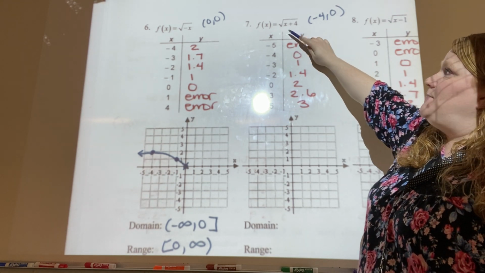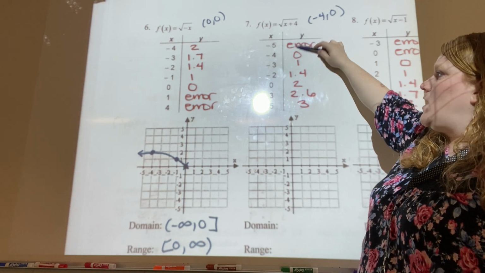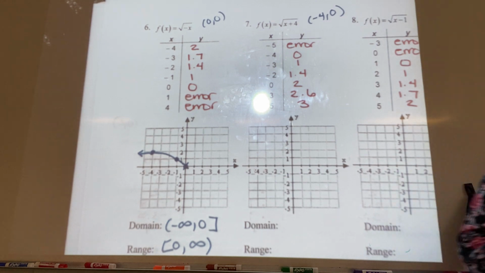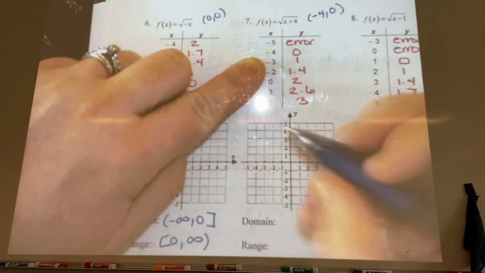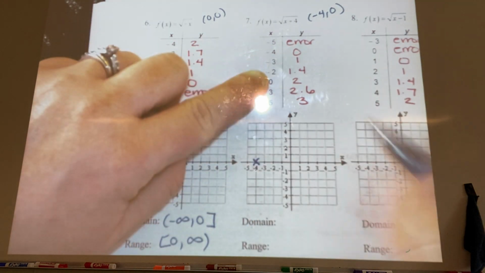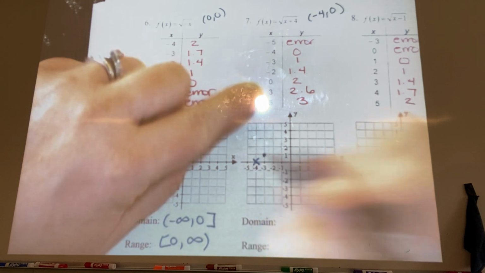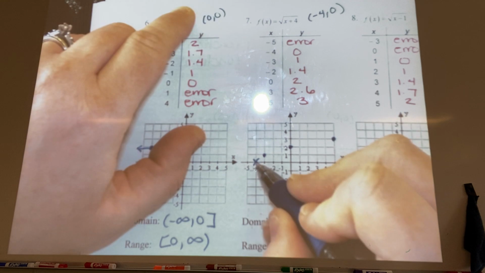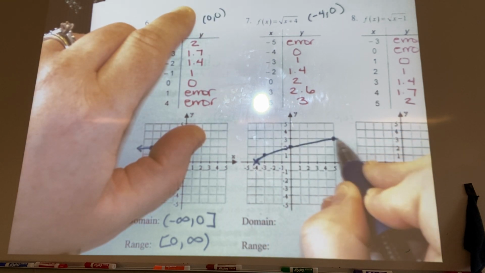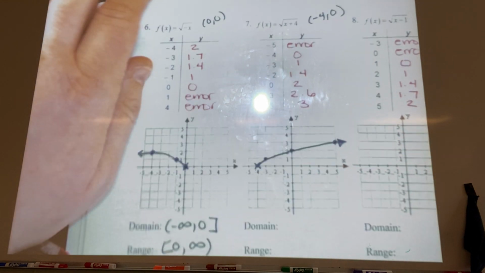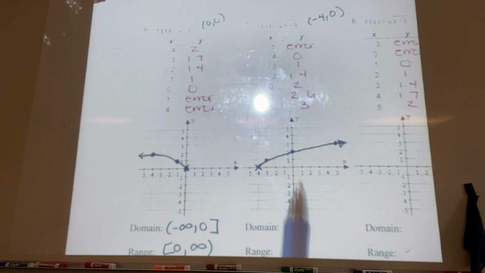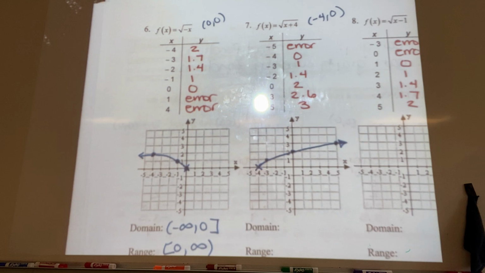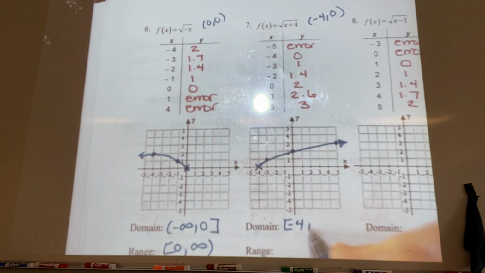All right, so I'd put in my calculator the square root of x plus 4, and I'd get all of these values. So when I plot those points, my pivot point is -4, 0, x marks the spot, -3, 1, 0, 2, and 5, 3. I'd start at my pivot point and curve through those points. So my domain this time is not 0. How far to the left can it go? -4. So this would be -4 to infinity.